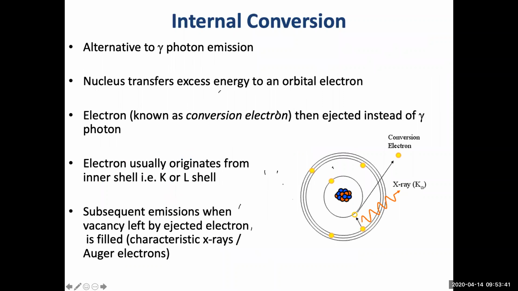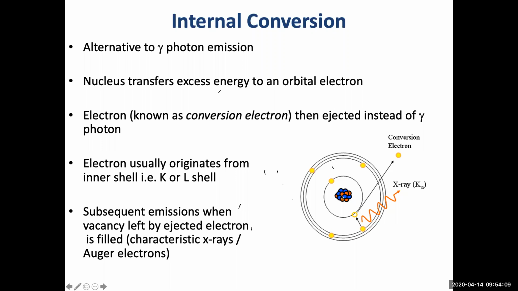The next decay is internal conversion. It is an alternative to gamma photon emission. The nucleus transfers excess energy to an orbital electron, okay, and that electron, known as a conversion electron, is then ejected instead of a gamma photon. The electron usually originates from an inner shell, K or L.